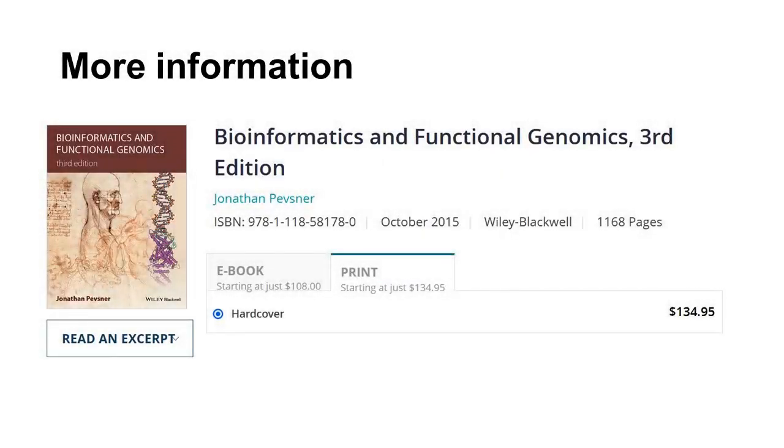For more information in general about the discussed topics, I suggest the book entitled Bioinformatics and Functional Genomics, published by Jonathan Pevsner. The book is somewhat heavy with more than 1,000 pages, but it provides a comprehensive summary. We will provide more targeted references for more information after each lecture.